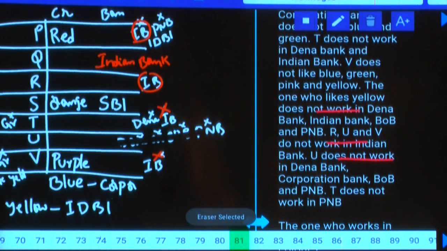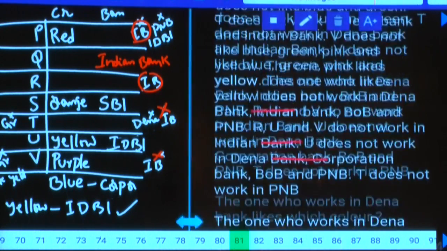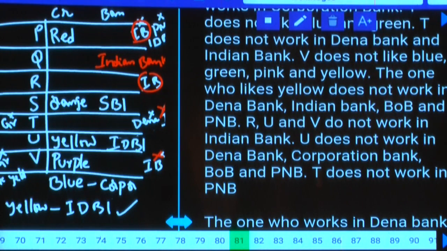As this U is working in IDBI, the one who is working in IDBI likes which color? Yellow color. Now we have got this information, yellow and IDBI. Now this U is yellow and he is working in IDBI. Isn't it? Are you following this one or not? U does not work in Dena Bank, Corporation Bank, BOB and PNB.